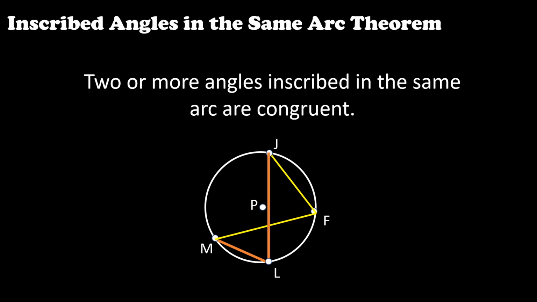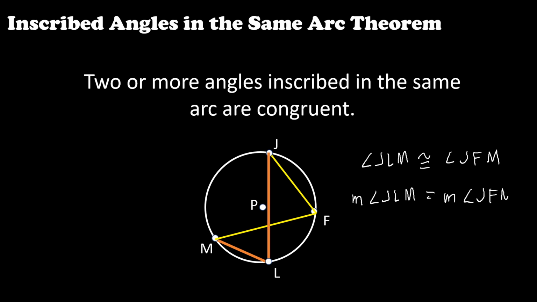From the inscribed angles in the same arc theorem, we say that angle JLM is congruent to angle JFM. And then by definition of congruent angles, the measure of angle JLM is equal to the measure of angle JFM.